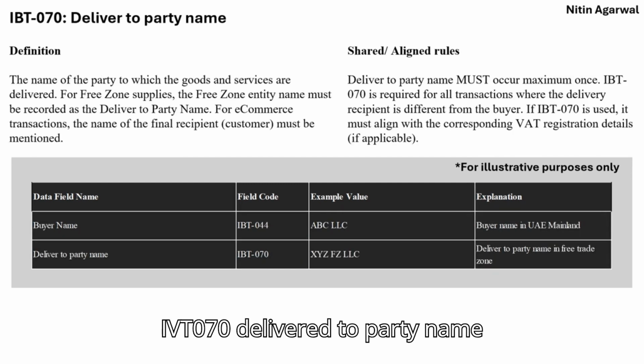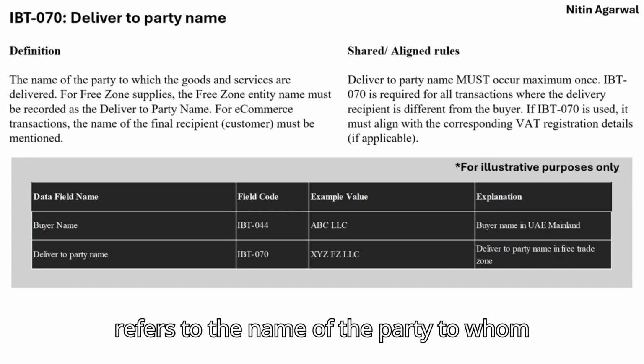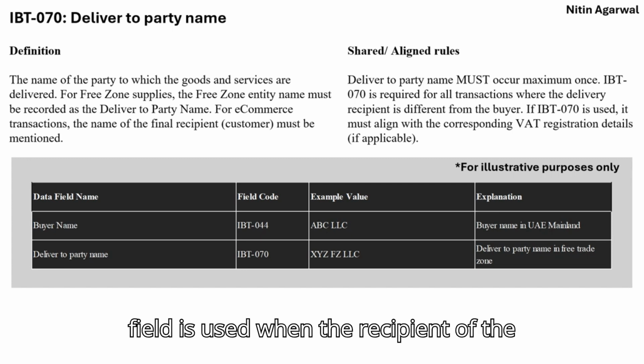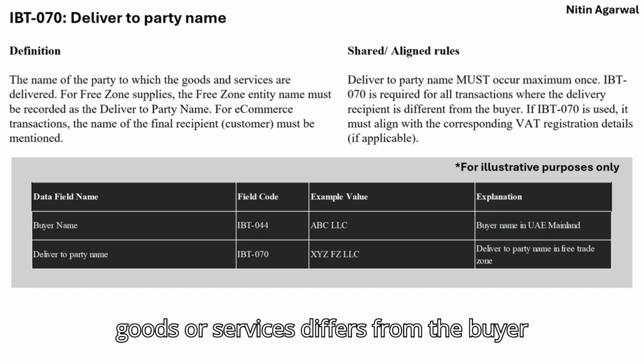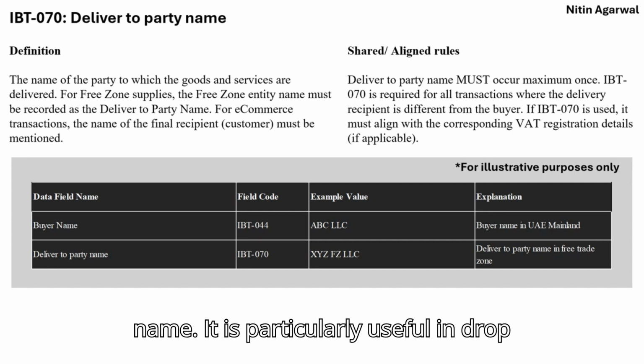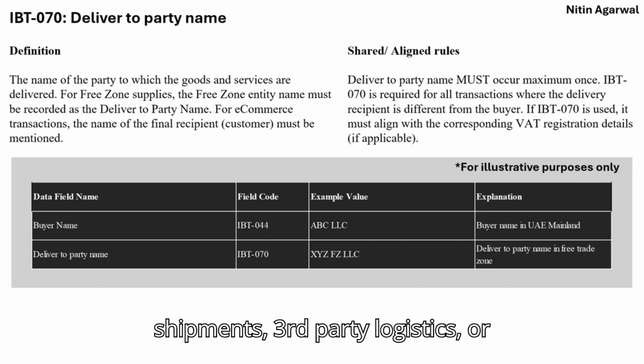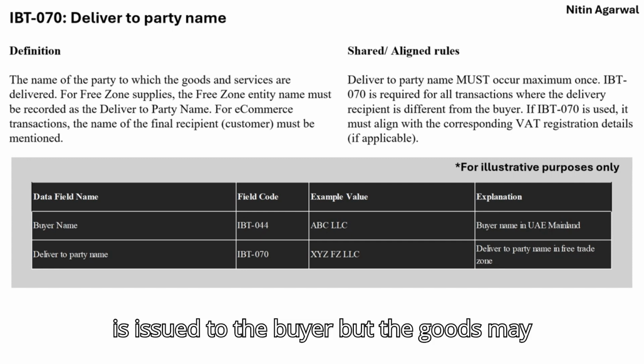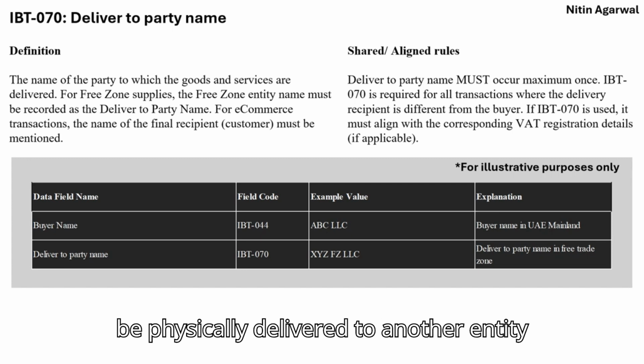IBT 070, delivered to party name, refers to the name of the party to whom the goods or services are delivered. This field is used when the recipient of the goods or services differs from the buyer name. It is particularly useful in drop shipments, third-party logistics, or intercompany transfers, where the invoice is issued to the buyer, but the goods may be physically delivered to another entity or location.